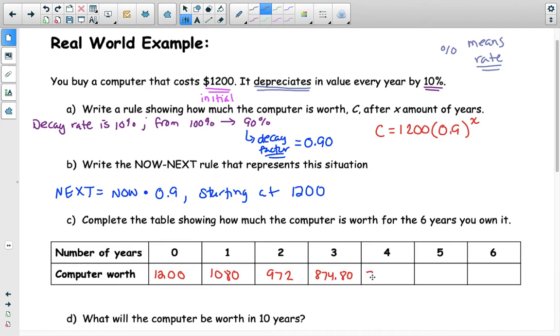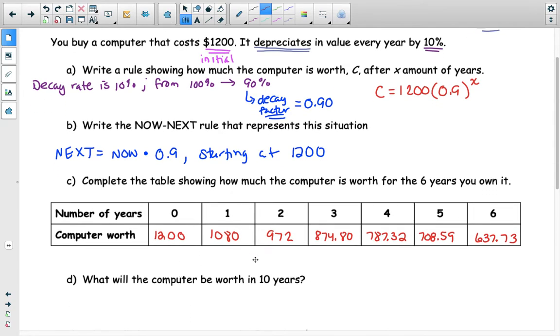I'll get $787.32. Again, rounding to the nearest hundredth because it's money. We'll multiply that by 9 tenths. We'll get $708.59. Multiply by 9 tenths again. We'll get $637.73. So after 6 years, I could sell it for about $637, because it's depreciating each year.